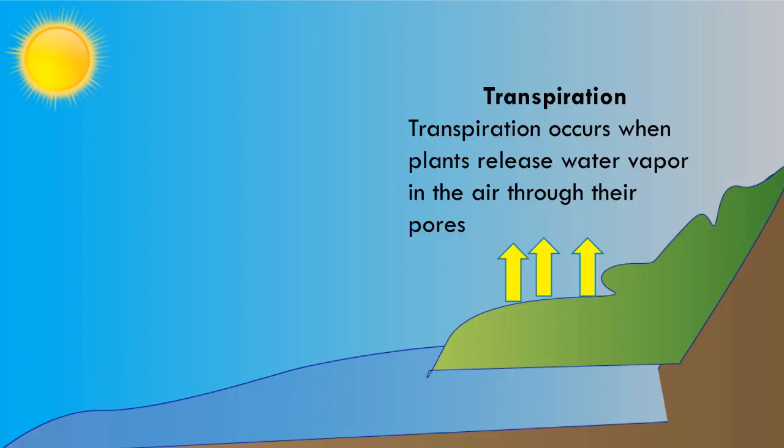Now, although we typically see evaporation from lakes and oceans, evaporation can occur in other places as well. For example, the water molecules can also evaporate from plants and trees. This process is called transpiration. Transpiration occurs when plants release water vapor in the air through their pores. It's easy to think of this as the plant sweating.